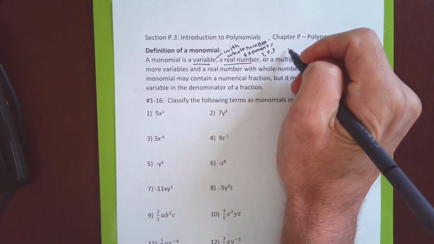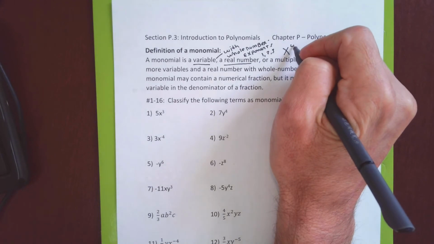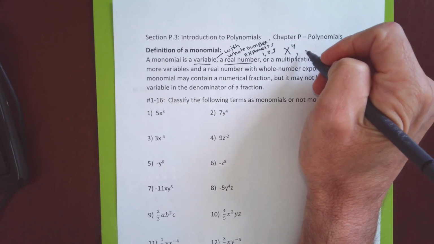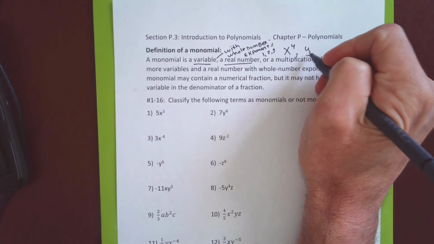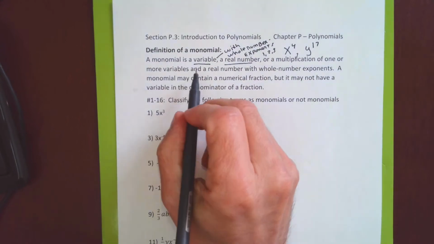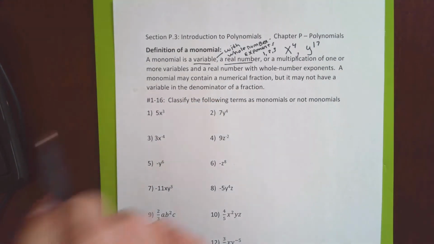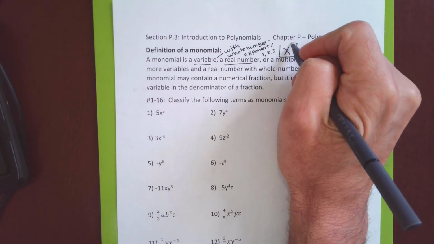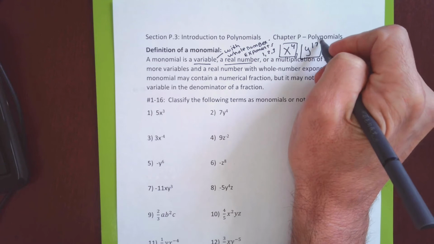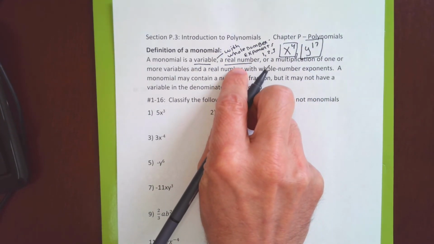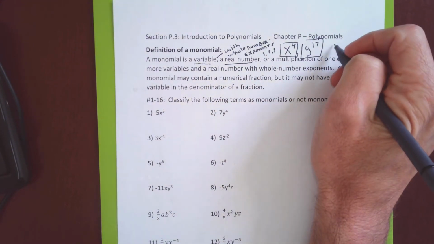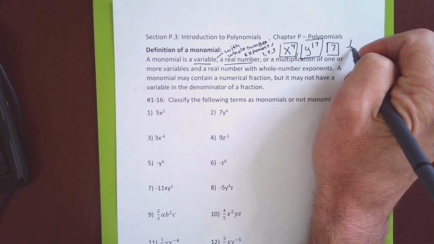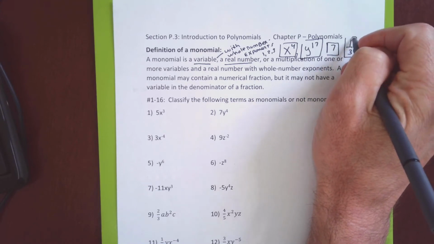So this would be a monomial, like x to the 4th. That's a variable with a whole number exponent. This would be a monomial, y to the 17th power. It's a variable with a whole number exponent. So that's one thing that could classify as a monomial. Or it could just be a generic real number. It could be like the number 7. This would be considered a monomial. The fraction 1/3 would be considered a monomial. So these are all examples.